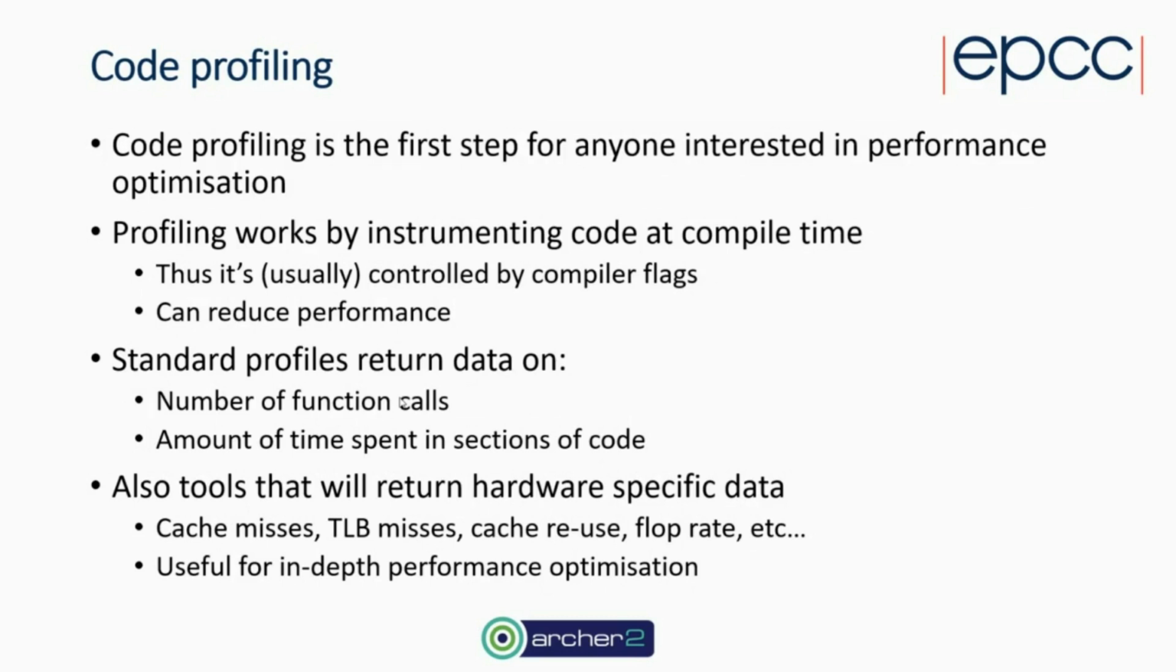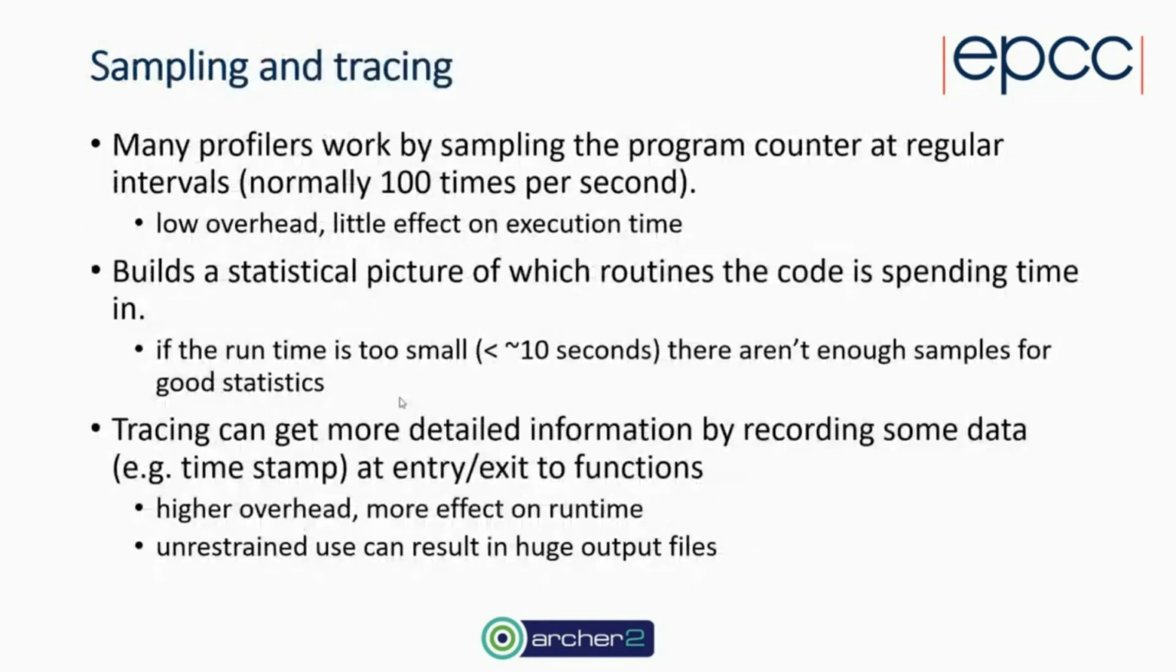And then we can also use tools that will return hardware-specific data: cache misses, TLB misses, cache reuse, flop rates, these kinds of things. And these can be important either for guiding your optimization, working out what kind of performance optimization you need to do, or when you've done the basic performance optimizations but you still want better performance, looking at more specific, more involved, and more in-depth optimizations.